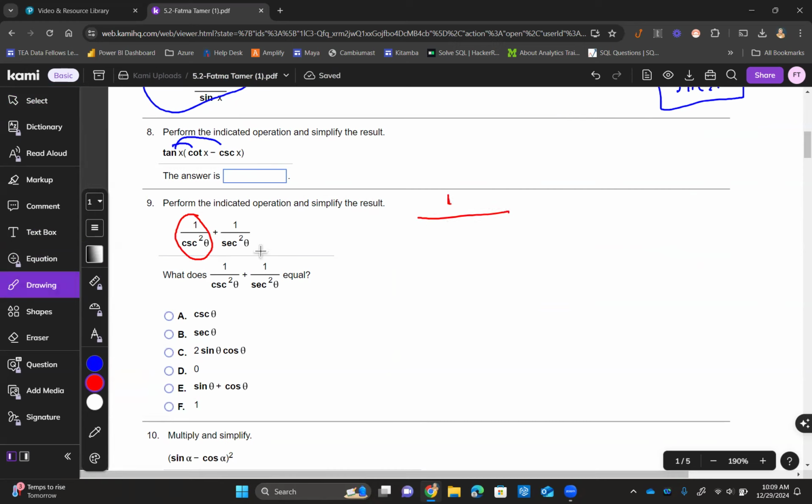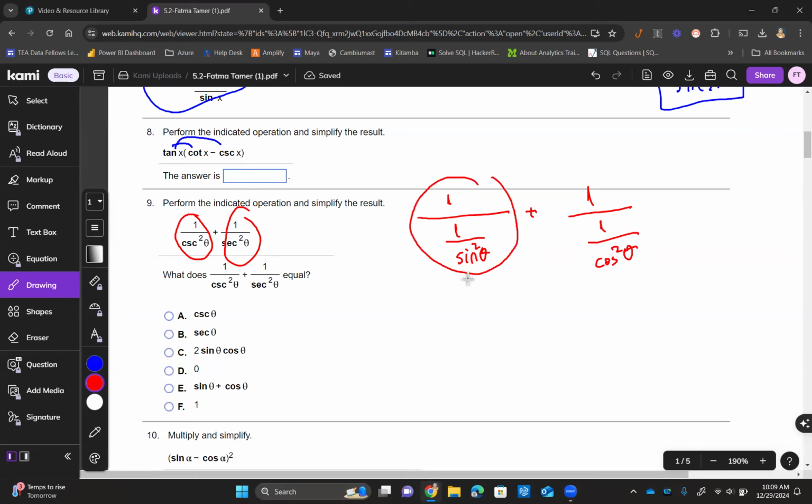So 1 over cosecant of theta is 1 over sine of theta. But because this is cosecant squared theta, I need to actually square both of these terms. 1 squared is still 1, but sine of theta, when you square it, you get sine squared theta. Plus, similarly here, I have a 1 at the top, and secant squared theta. Secant is the reciprocal of cosine. But again, because this is secant squared theta, I need to square the 1, which is still 1, and I need to square the cosine, and it becomes cosine squared theta.